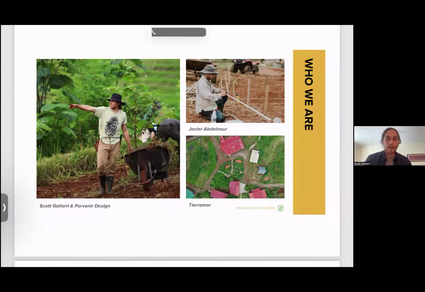So I just want to take a moment, though, and open the space to Javier, who's really been the person on the ground co-designing this system and really managing this particular system we're going to talk about. So he's going to be able to answer a lot of the more detailed questions. So yeah, Javi, thanks for joining us. And if you can tell us about yourself and then a little about Tierramor. For sure. Thank you, Scott.